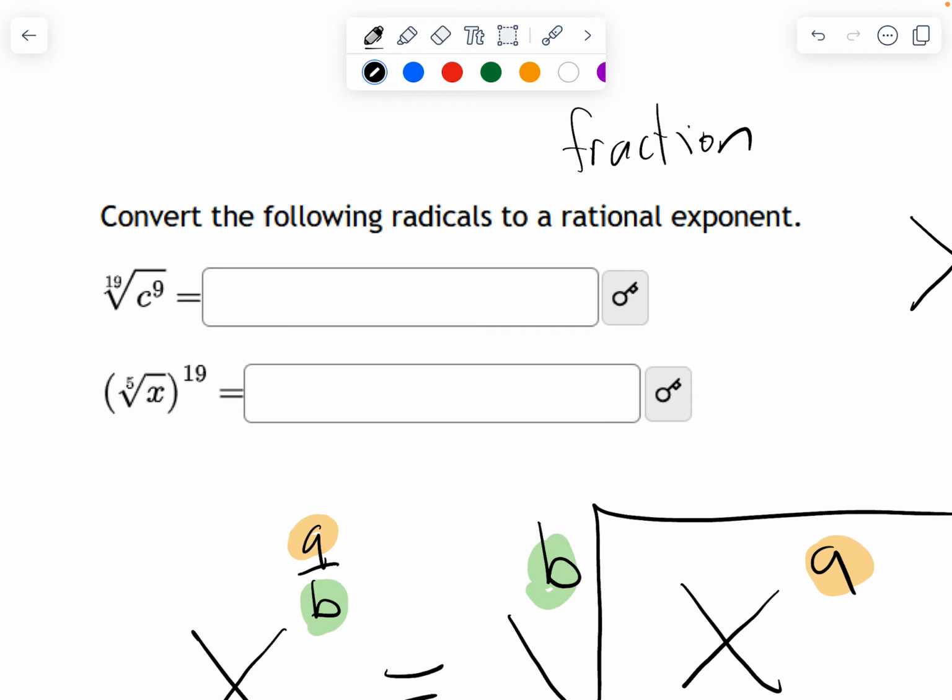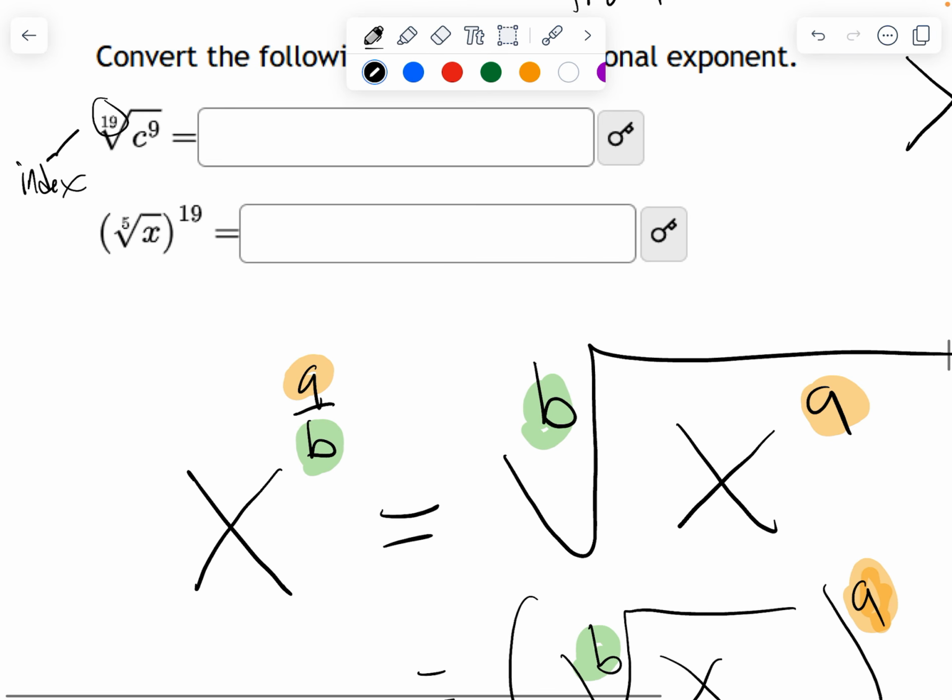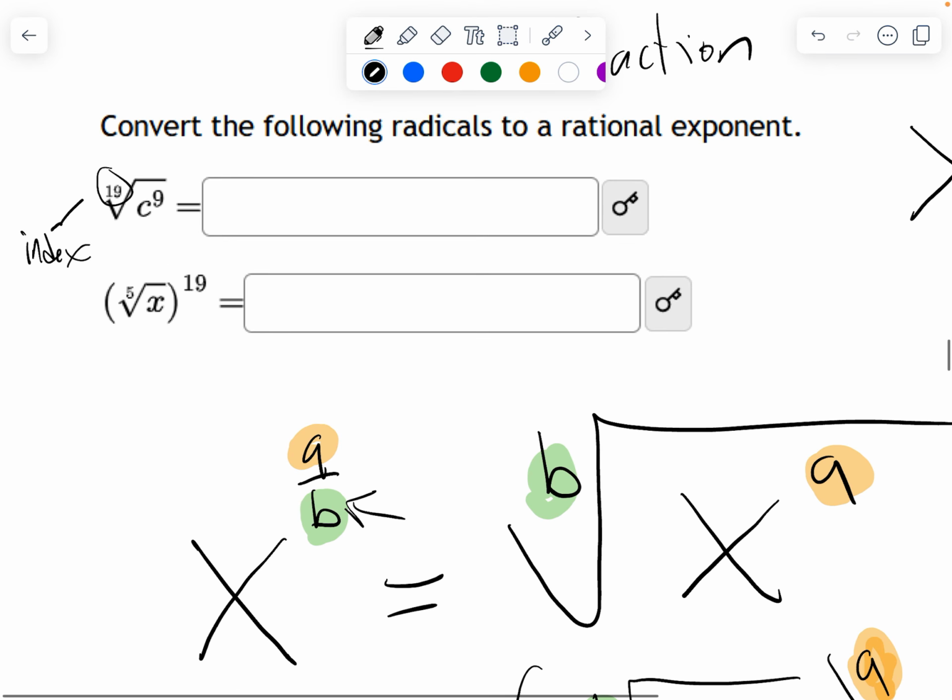So on this first one, 19 is the index, right? Index, which means that's the b, so that's the denominator of the fraction when I convert it. So that'll be 19 there. And then the numerator is whatever the power of the thing in my radicand is. If there wasn't anything written there, technically that would be a 1, so then you would have a 1 in the top, just as a heads up to you. But none would be in the top because we have the 9th power.